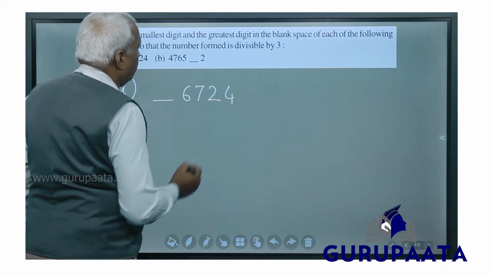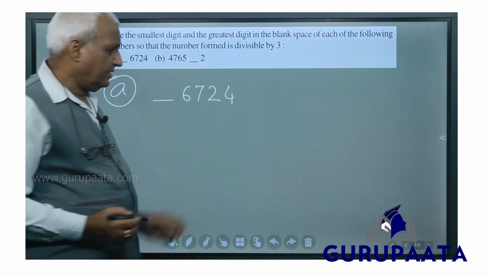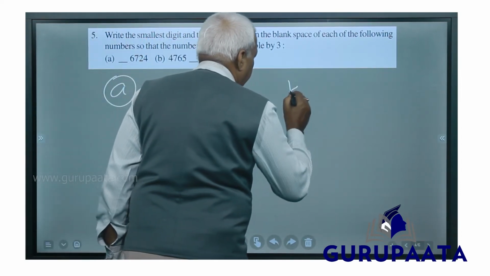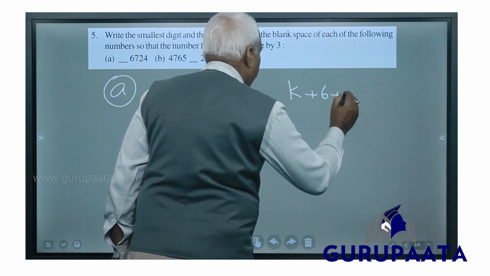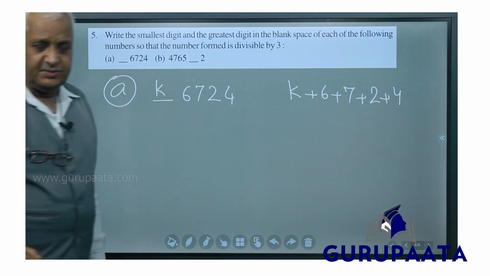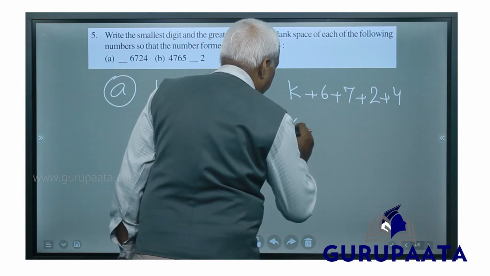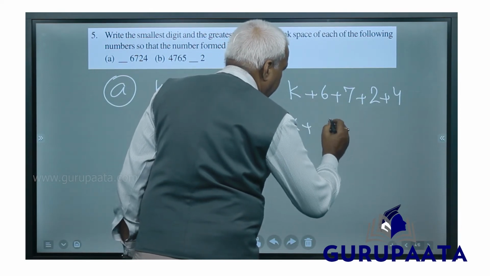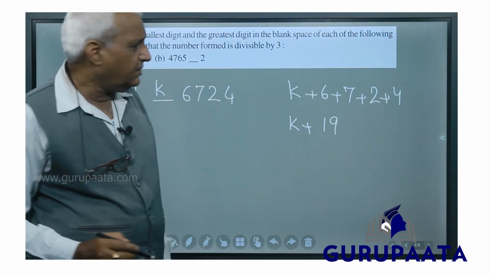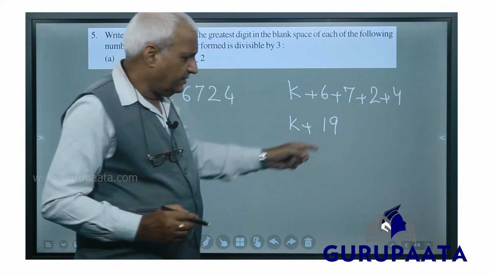The number is blank, 6, 7, 2, 4. The addition of this number should be divisible by 3. So we will write here, we should take k. The k plus 6 plus 7 plus 2 plus 4 should be divisible by 3. So that will be k plus 19.